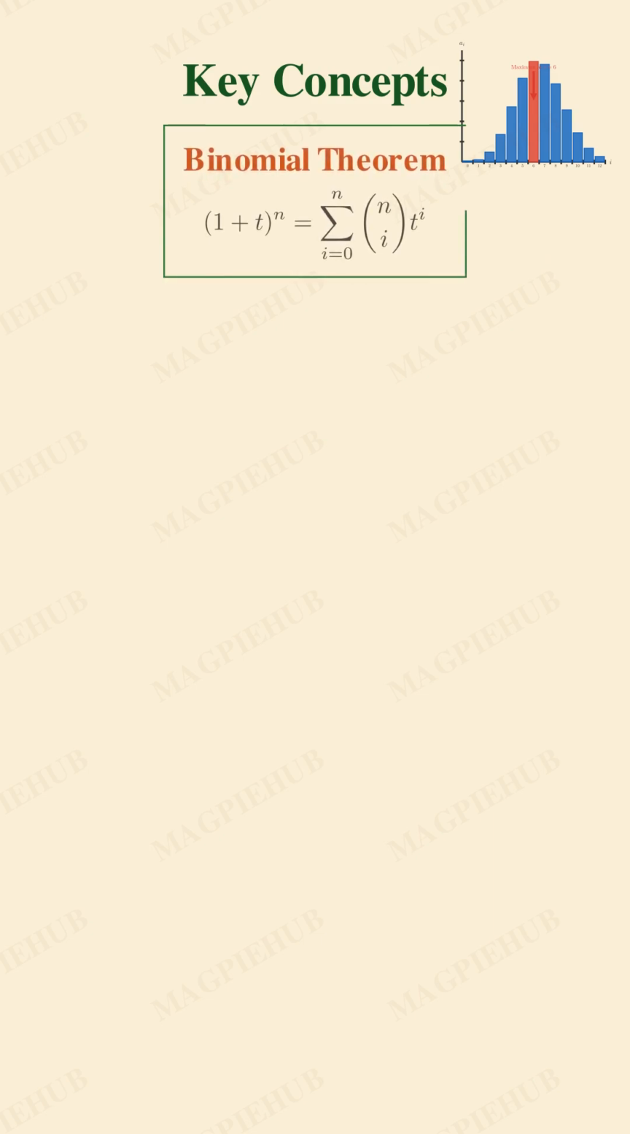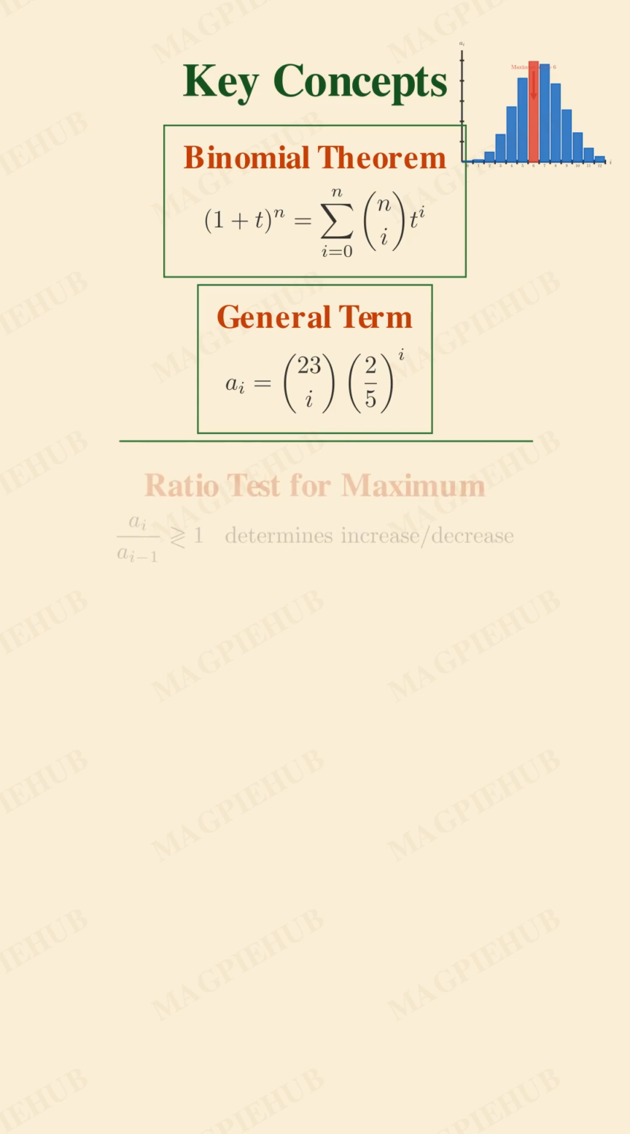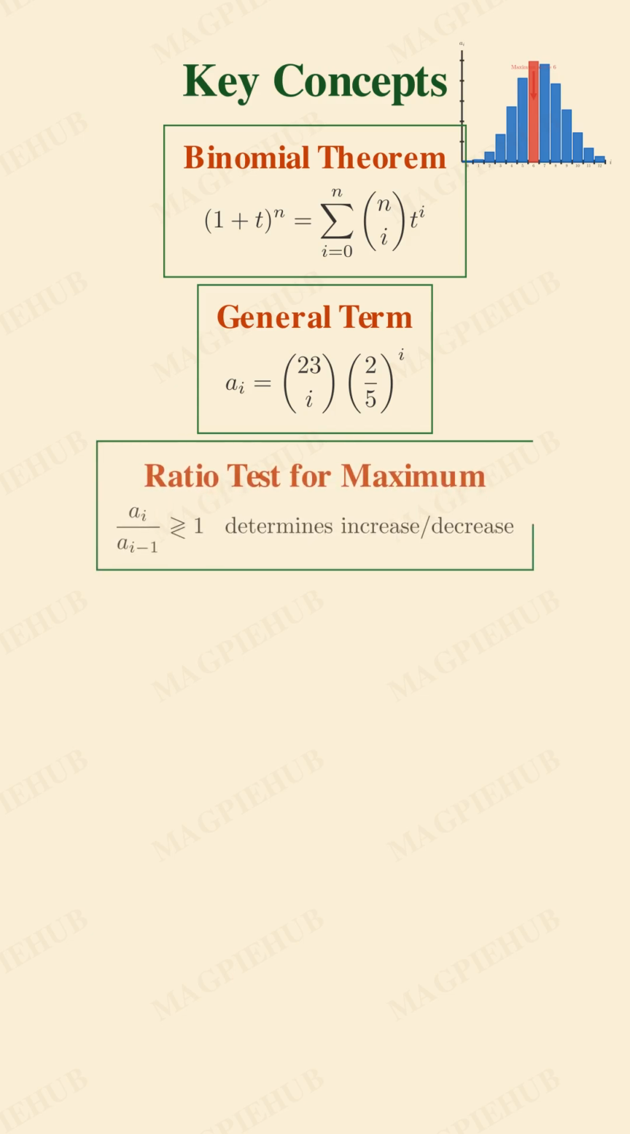First, the binomial theorem, (1 + t)^n equals the sum of n choose i times t^i. Second, the general term in our expansion is a_i equals 23 choose i times (2/5)^i. Third, to find the maximum term, we use the ratio test. If a_i over a_(i-1) is greater than 1, the sequence is still increasing.